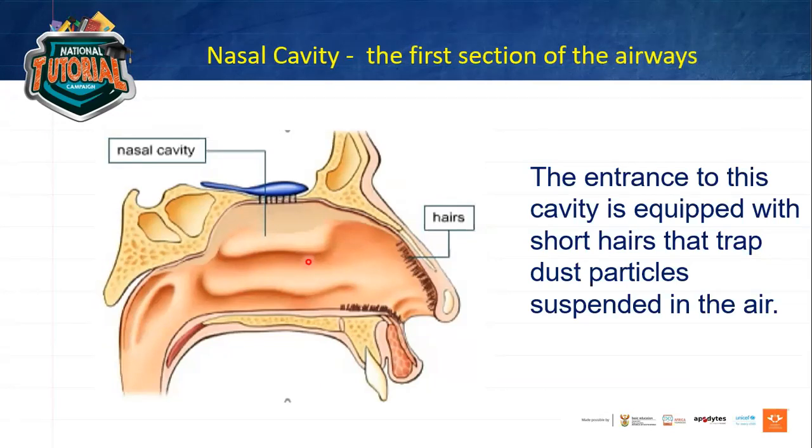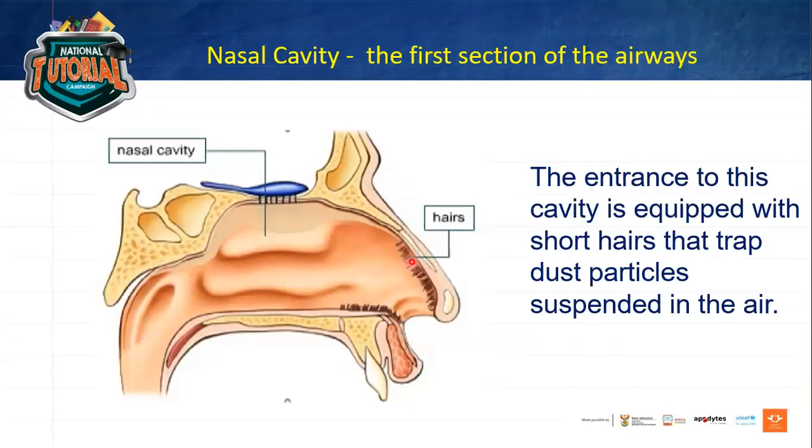But what's important to note about the nasal cavity is that the entrance here is equipped with short hairs. What's the function of the hairs that you find inside your nose? They're very short and small. Sometimes in certain people, you won't even notice that there are hairs in there. What's the function of the hair that you find in there? It is to trap the dust particles that are suspended in air.